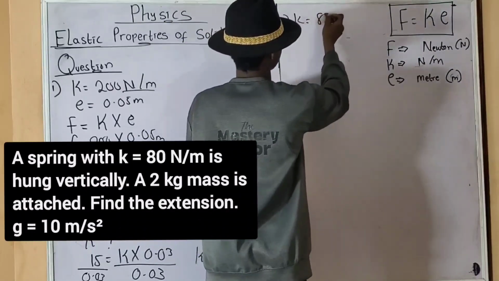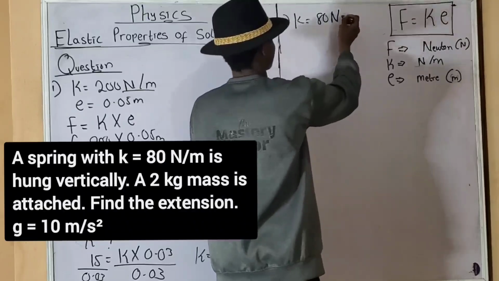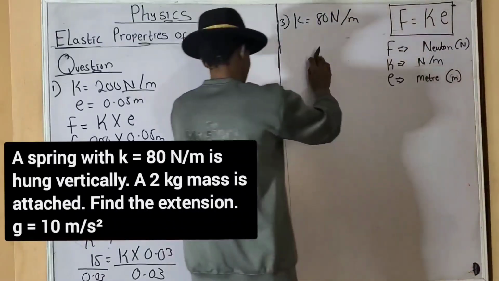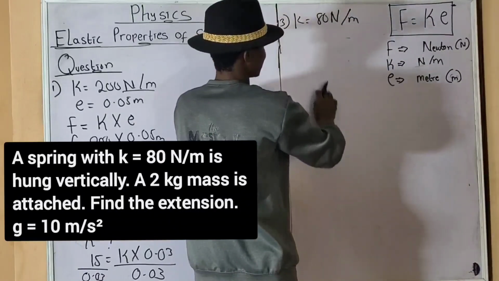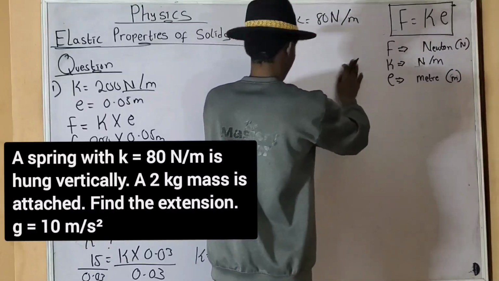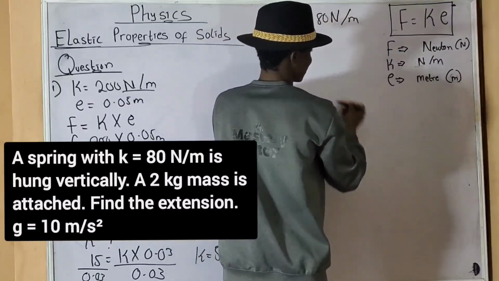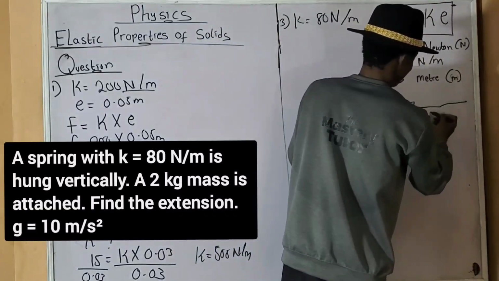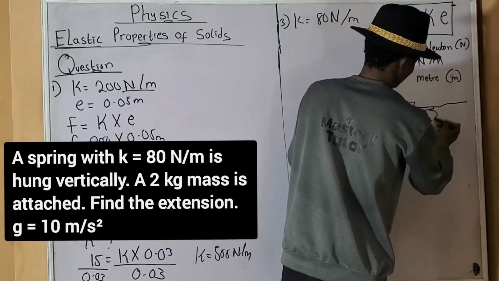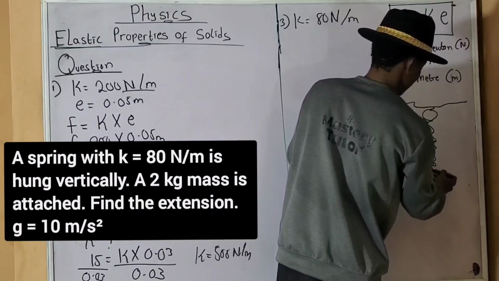K equals 80 Newton per meter. That is the elastic constant, or the spring constant. In fact, let us draw the diagram. For the diagram, I'm going to have something like this. Are you getting it? And this is the spring.